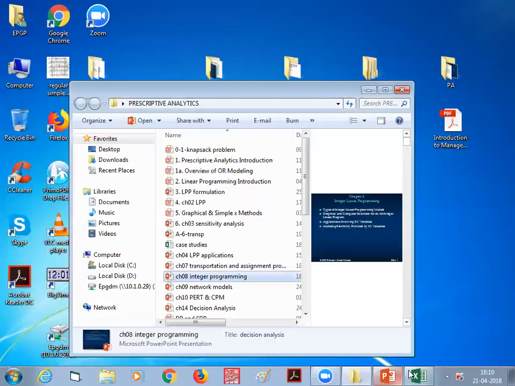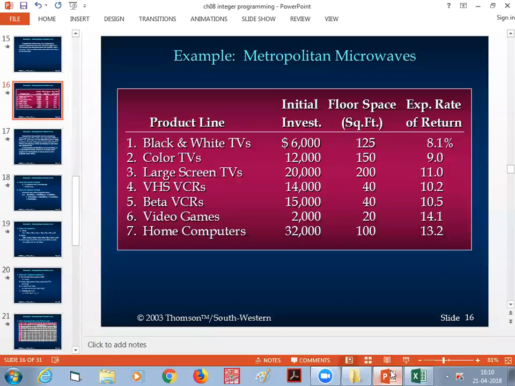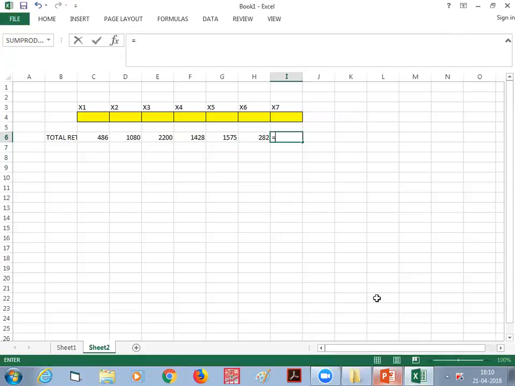14.1 into 2,000. And the last one is the tricky one. That's all. 13.2 into 32,000. It's a large number. Okay, now what do we have?